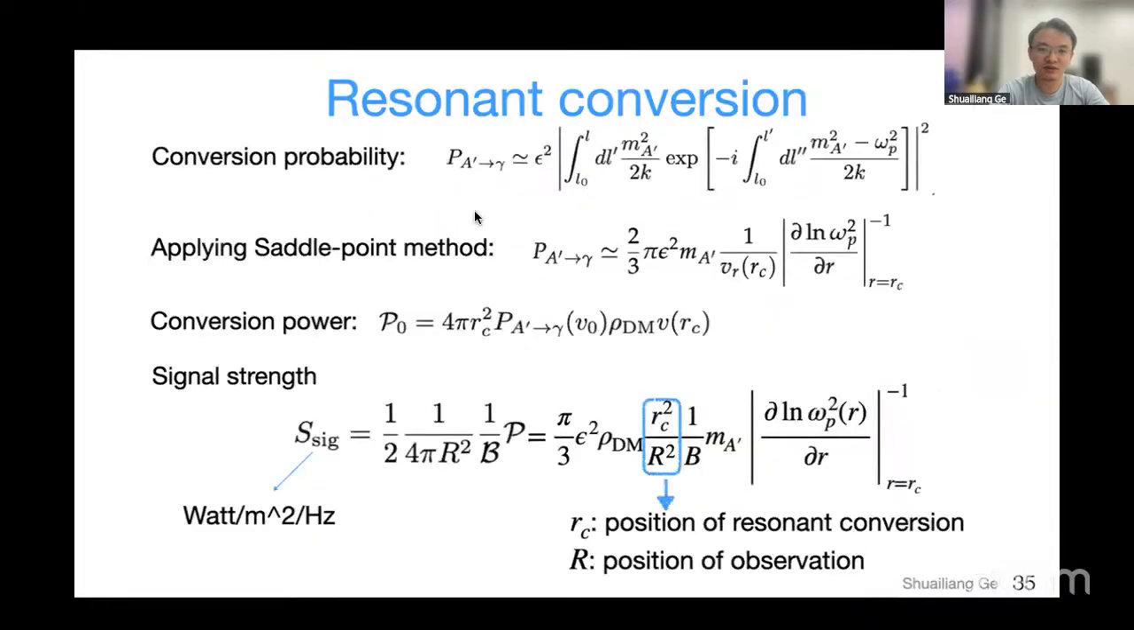Here are some details about how to calculate the probability. By solving the equation of motion, we can formally write down the conversion probability in this way. And then we apply the saddle point method to solve this equation. And this is our result. We can further get the conversion power, and with some geometric factors taken into consideration, we can get the signal strength with this expression. So now we know the signal strength. Now the question is where to find the plasma to make such resonant conversion happen.